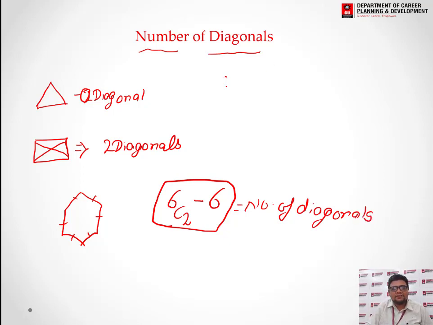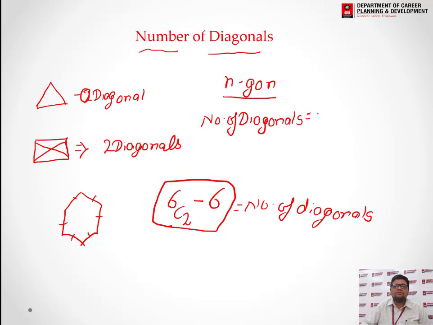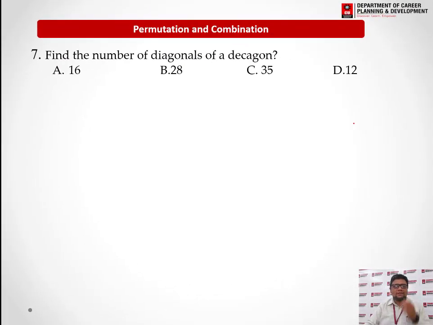So we can generalize it for any n-gon: the number of diagonals will be equal to nC2, which finds all the lines that can be made by joining the points, minus n, the number of sides. So this will be our final formula to find the total number of diagonals in any figure given to us. Let us take an example based on the same concept.